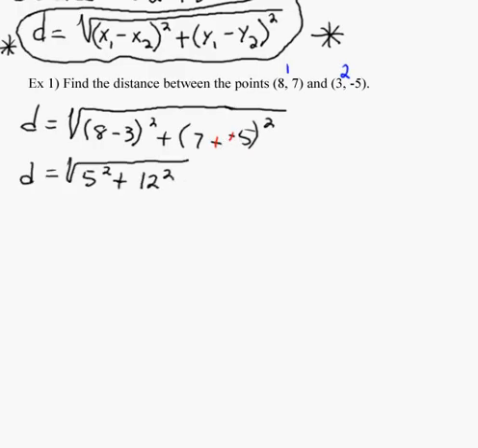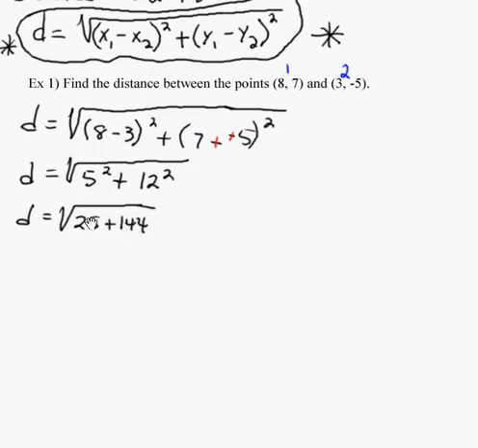Let's simplify what's in parentheses first. 8 minus 3 is 5. 7 plus 5 is 12. Now we've got to simplify our exponents next. 5 squared is 25. 12 squared is 144.